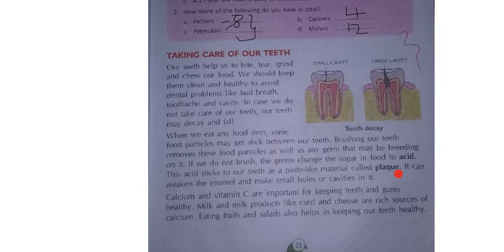Plaque. Okay, that time what will happen? Your enamel is there, the upper part, the white color I told, that will be spoiled. If enamel is spoiled, what will happen? Inside your root also will get spoiled. Yes or no? Enamel only will protect the whole inner part of your tooth.